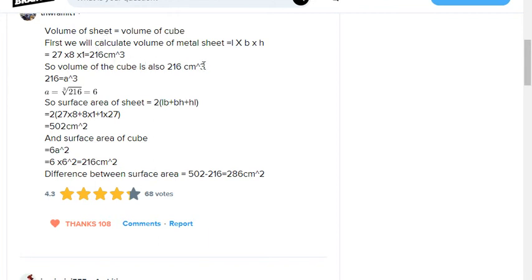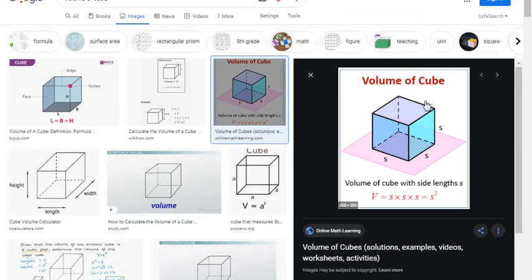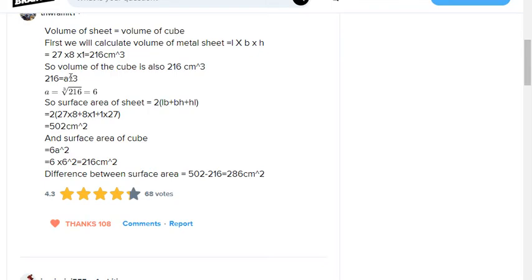But what is the volume of the cube formula? Volume of the cube formula is side cube. See this. This is a cube, and each side is equal. So what is the volume? Side into side into side, meaning length into breadth into height. But all are the same. That's why side cube. So it equals A cube, as we have assumed the side to be A. So A cube equals 216.